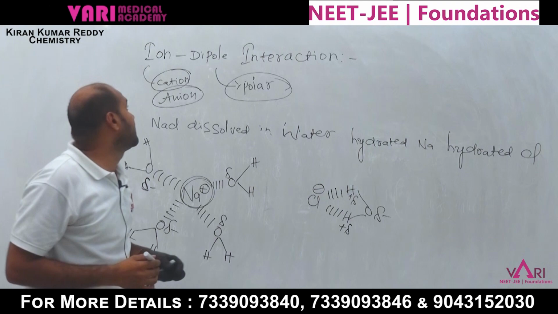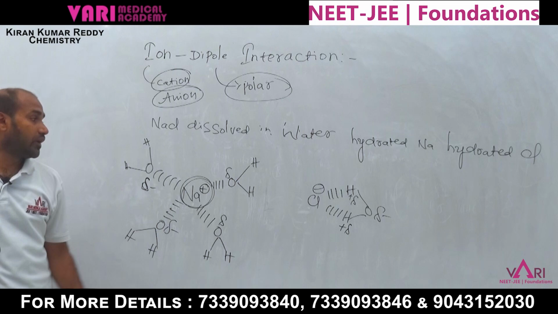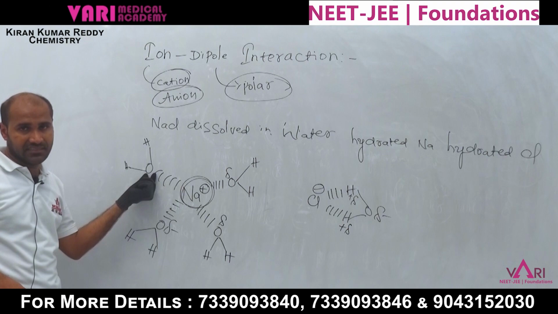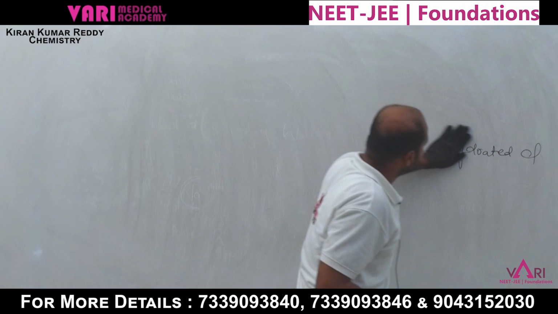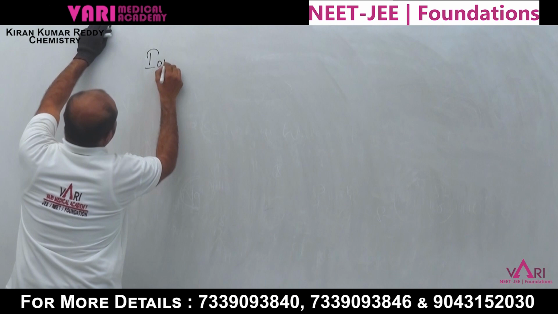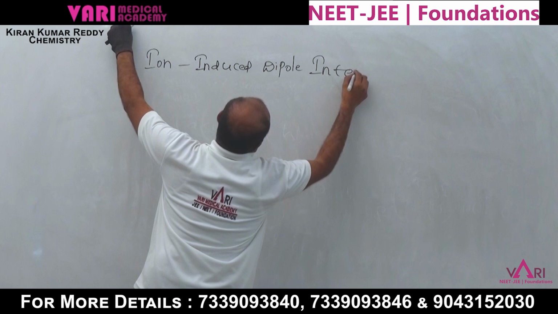Next one is ion induced dipole interaction. Understand this one? NaCl dissolved in water gives hydrated sodium and hydrated chlorine, and sodium is attracted towards the negatively charged oxygen of the water molecule. Last one: ion induced dipole interaction.